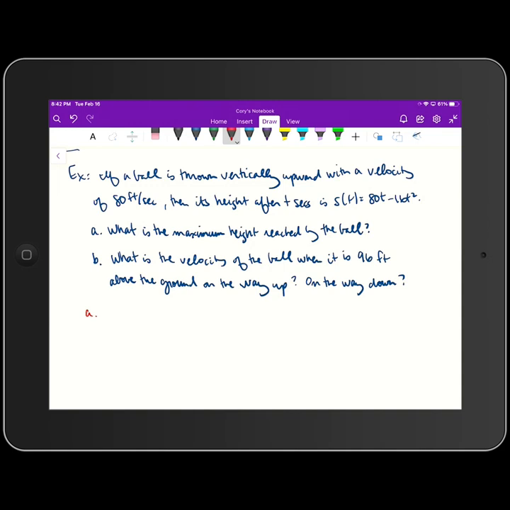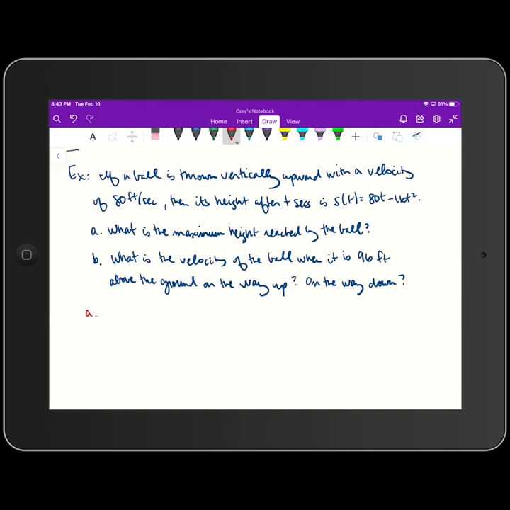So let's talk about how we can do this without using calculus. If you look at the position function, that function s of t is a quadratic function, so it's a parabola. And because the coefficient of the squared term is negative, the parabola opens down. So if we want to find the maximum height reached by the ball, one way of doing this without using calculus is to figure out what the coordinates of the vertex are going to be.